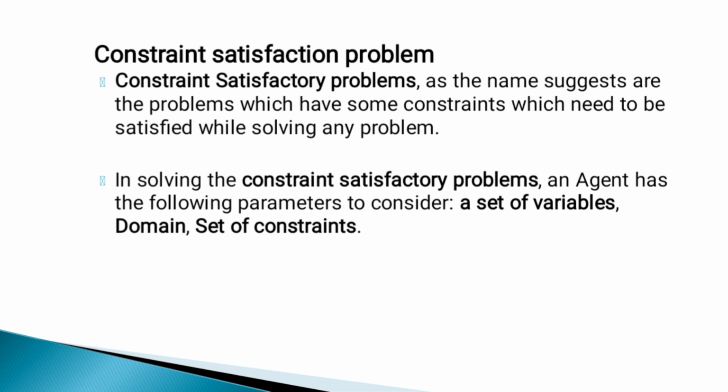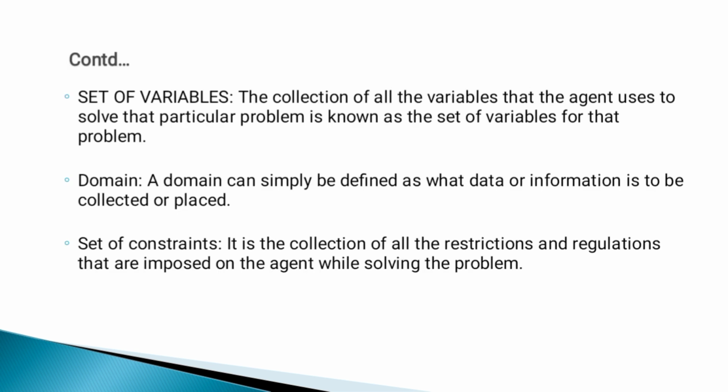The set of variables are like empty containers in the agent where the data is to be placed. The collection of all the variables that the agent uses to solve that particular problem is known as the set of variables for that problem. Then domain. Domain is the field in which knowledge is to be obtained by the agent. Any problem deals with information or data in a particular field, and the domain defines this field. A domain can simply be defined as what data or information is to be collected or placed.